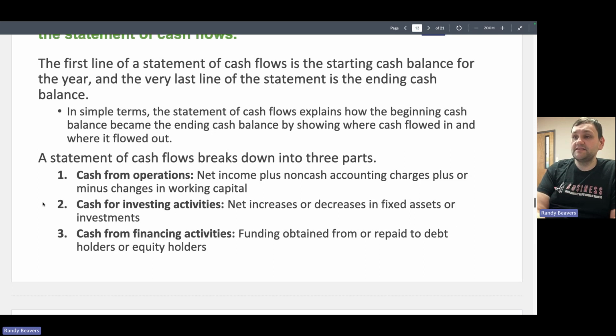Cash from investing activities is a little bit more of a long play. These are net increases or decreases in fixed assets or investments. And cash from financing activities are funding obtained from or repaid to debt holders or equity holders. Generally speaking, if we're just doing a quick glance at our statement of cash flows, we want to see positive cash from operations, negative cash from investing activities, and it's kind of a mixed bag in terms of cash from financing activities. It could be negative or positive.